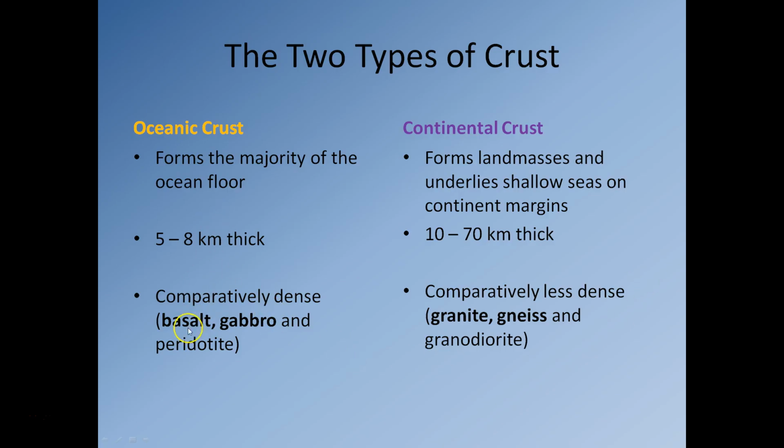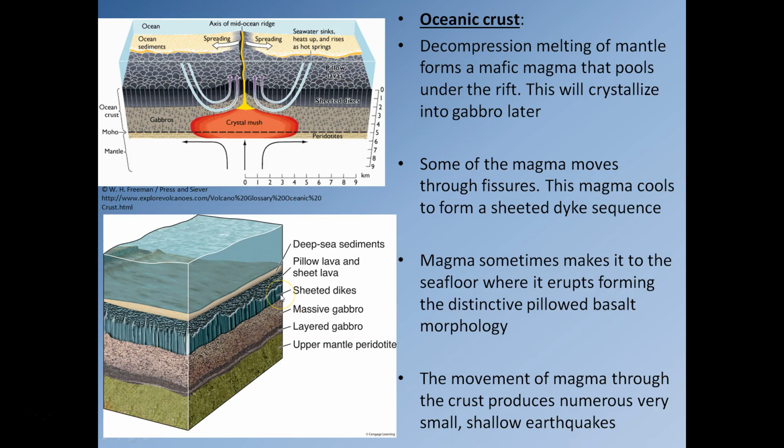In terms of composition, oceanic crust is made up of basalt, gabbro and peridotite. Remember, those are mantle rocks rich in olivine. And continental crust is dominated by granite, gneiss and granodiorite. So very felsic, lots of quartz, lots of feldspar. In the case of oceanic crust, lots of iron and magnesium minerals and quite a lot of calcium plagioclase feldspar as well. So very different compositions. Continental crust is essentially just a mess of granite and gneiss all mashed together, so I'm not going to worry about that too much.